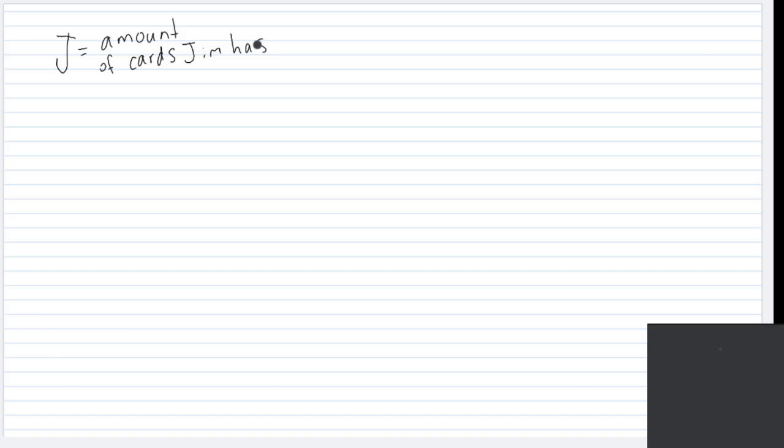What other variables could we use? What else don't we know by reading the sentence? Jim has four more than three times as many cards as Carlos. So we don't know how many cards Carlos has. What could we do to represent the number of cards Carlos has? C. All right. The first part of our algebra problems is usually what are our variables? So that's the first step.